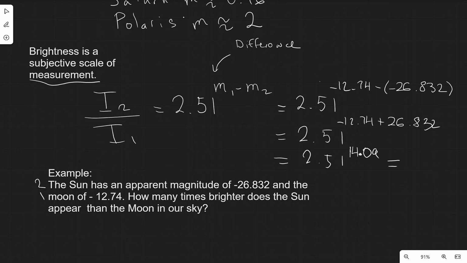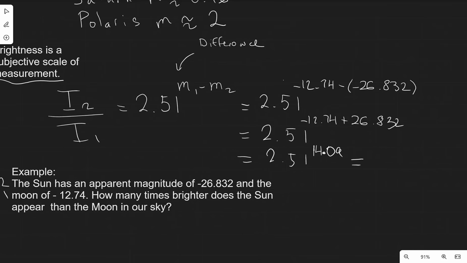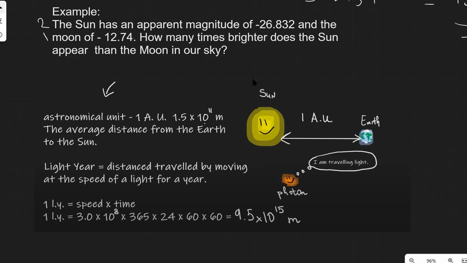So if in our calculator we do 2.51 raised to this power, we're going to get a number well over 400,000. So around 432,500, up to around 4 significant figures. So the sun is this many times brighter. The relative intensity of the sun is 432,500 plus times brighter than the moon in our sky.